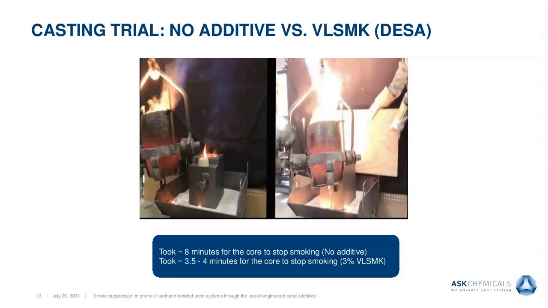Now, so far, we had seen the smoke suppression. It works very nicely. Now, the next question that comes to mind is, what are we suppressing? Are we suppressing any of these undesired emissions that we know are there during the casting process, like volatiles or any pollutants? Well, we needed to look at that.